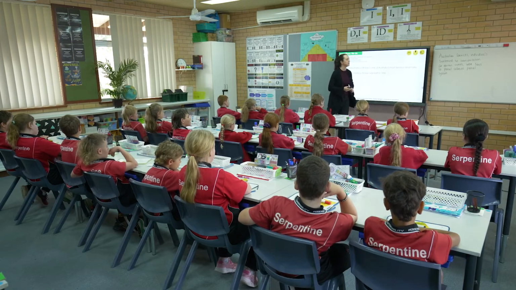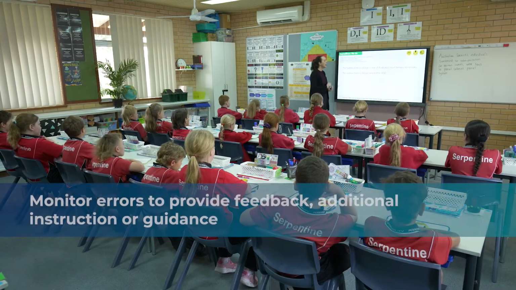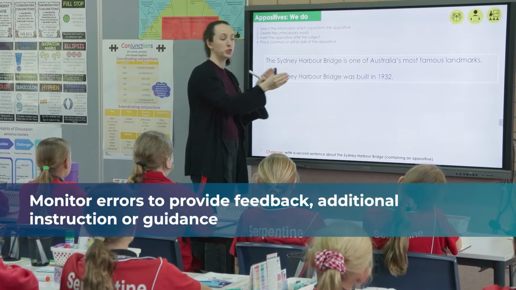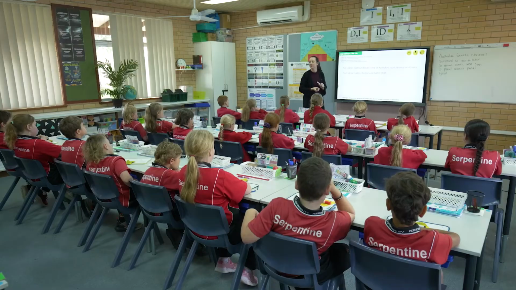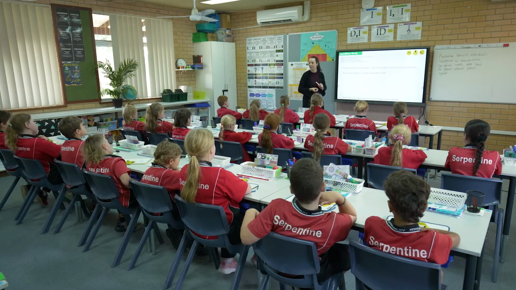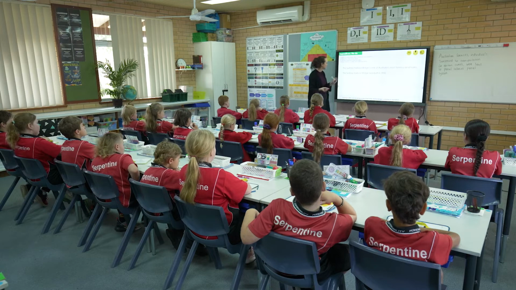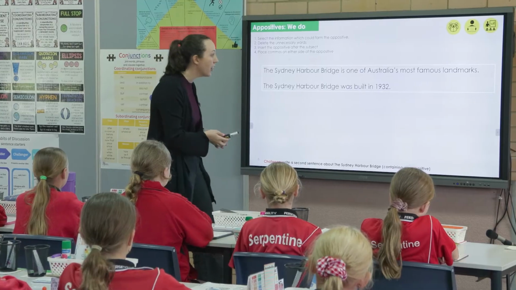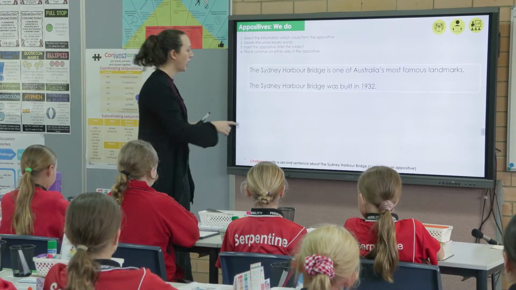One of Australia's most famous landmarks, brilliant, Vincent. Because what does it do? What does that bit of information do to the subject? What's it doing? Telling them what the Sydney Harbour Bridge is. It's telling us what the Sydney Harbour Bridge is. So it's renaming the subject. Isn't it brilliant? So that could form part of our appositive.